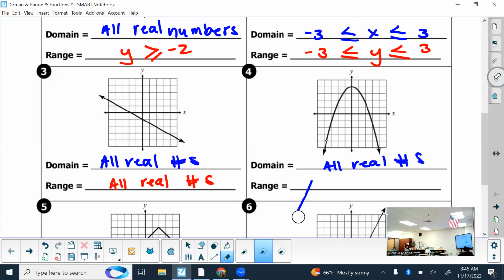This is a quadratic function. You'll see that second semester. For those, the domain is always all real numbers when it's those U-shaped graphs, either going down or up. But yeah, anyway, someone along that wall, what'd you get for the range on this one?